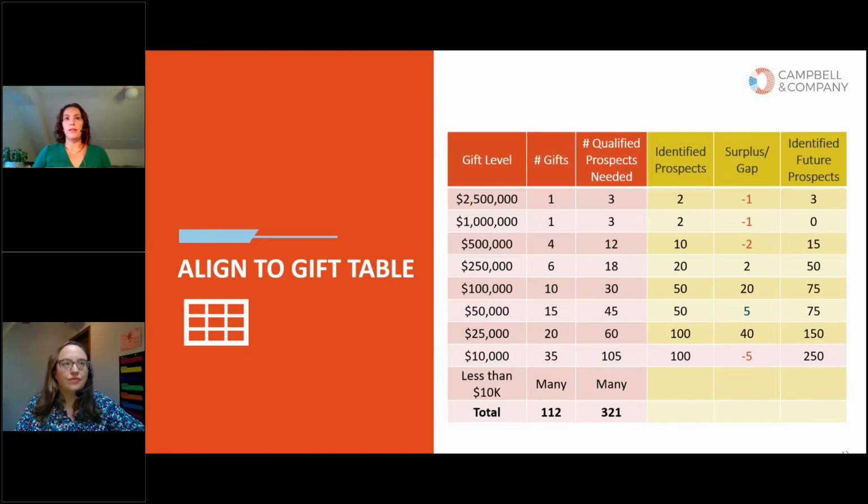So this is, again, that near-term group, and you can see that they are aligned there by level. And then you see a surplus or gap column, which compares the number of identified prospects to the number of qualified prospects that we need. And you can see in this case, we have a couple of gaps at the top of the table and some nice surpluses there in the middle.